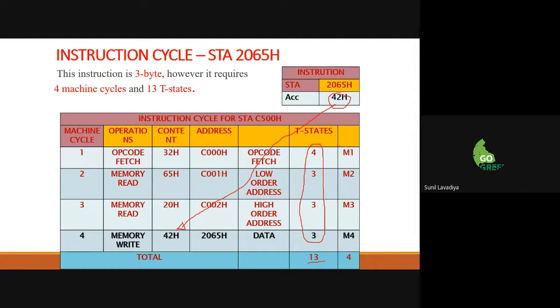And how many machine cycles are required? Total 4. Now the question can also be asked in the 1 mark or 2 mark, like how many T states are required for this instruction? How many machine cycles are required for this instruction? This kind of question can also be asked. Everyone, please understood this part.